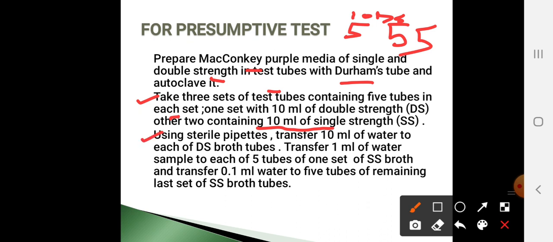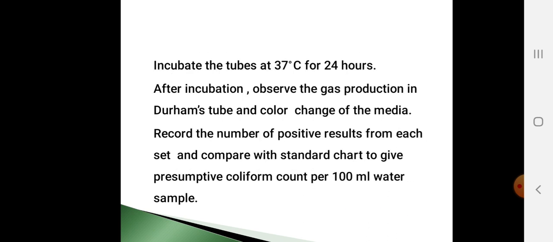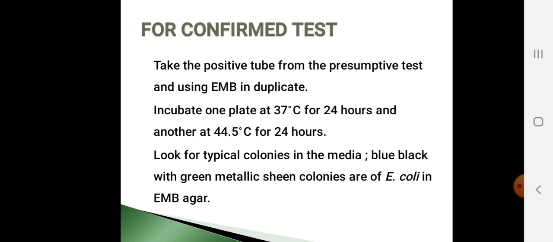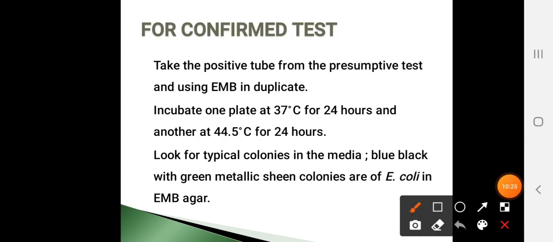Using sterile pipettes, transfer 10 ml of water to the double strength broth tubes, transfer 1 ml of the sample to each of the 5 tubes in the second set, and in the other 5 tubes containing single strength broth transfer 0.1 ml of inoculum, and incubate at 37 degrees Celsius. After incubation, we can see the production of gas and color change of the media. Record the results.